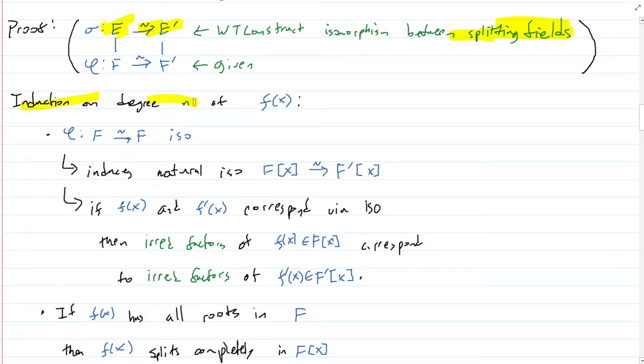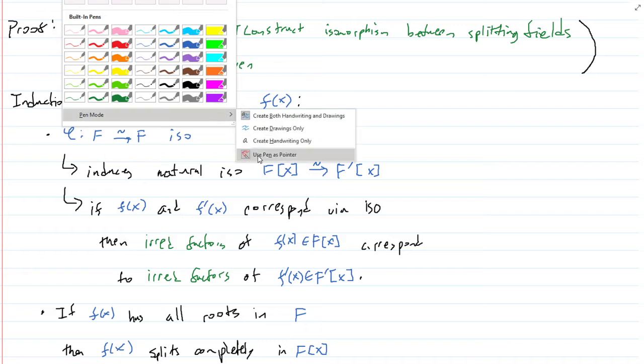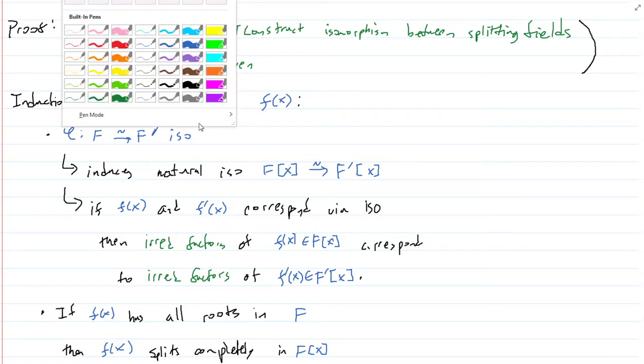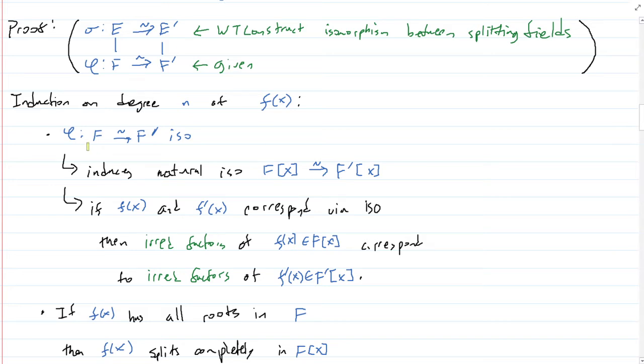Let's do induction on the degree of the polynomial for which we're constructing the splitting field. So, okay, here's some facts first. We have an isomorphism between the ground fields, F and F prime. So we have an isomorphism phi between the ground fields, and this induces a natural isomorphism between the polynomial rings. So the polynomials with coefficients in F and the polynomials with coefficients in F prime. You just send x to x, and you send the coefficients to these coefficients via this isomorphism.